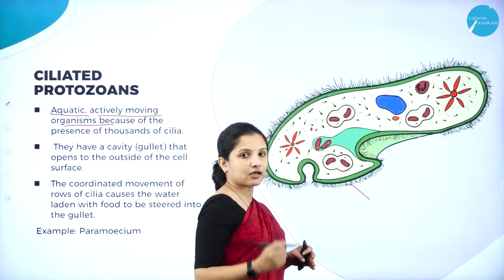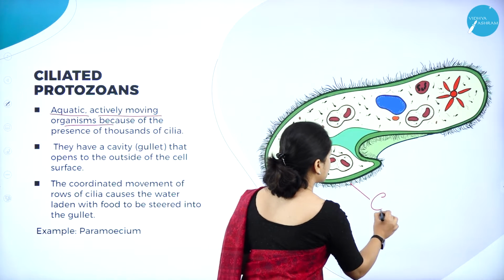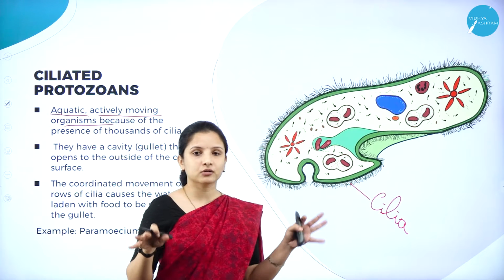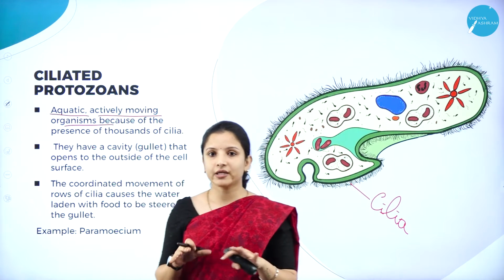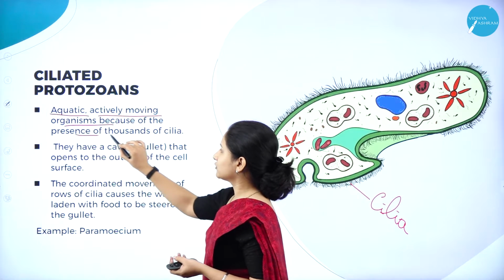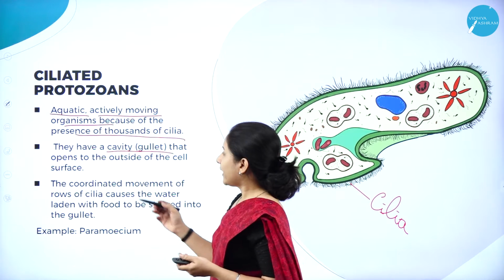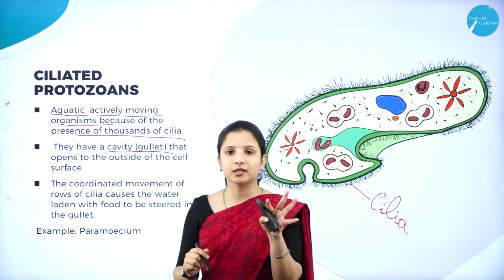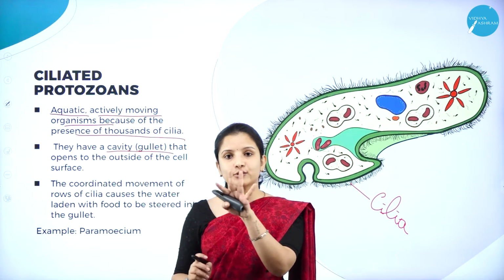This is the hair-like covering that I was talking about. They have cilia, and this cilia is like having hundreds to thousands of feet. They will actually help in the movement. They can actively move because of the presence of thousands of cilia. And they have a cavity which is also called the gullet, and this particular cavity opens outside towards the cell wall.